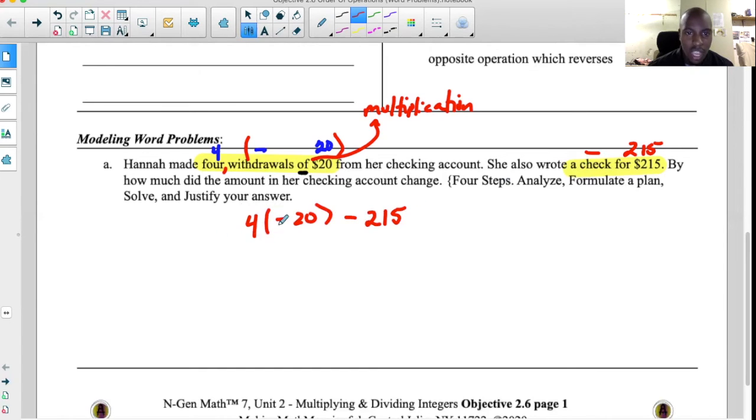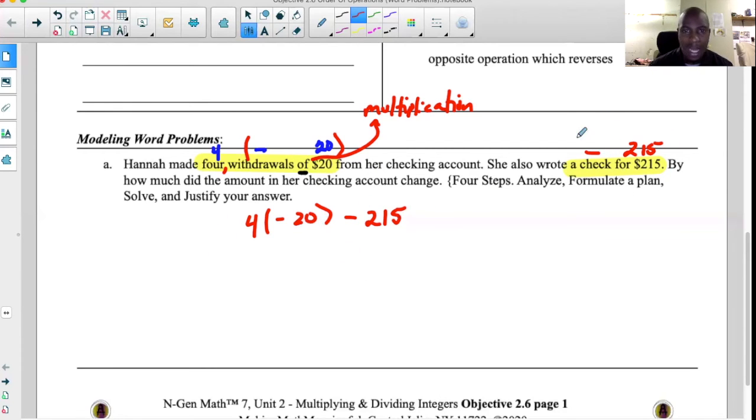I'll say it again. She had 4 withdrawals of $20. Because it's withdrawals, we know it's negative. Because it's of, it's indicating this is going to multiply. It didn't say she had 4 withdrawals totaling $20, right? Do you hear my terminology? If it said she had 4 withdrawals totaling $20, then we know that in total it was $20 and we don't have to mess with the 4 at all. But because it says the word of, it's indicating that every time she went to the bank to withdraw money, it was $20, and she did that 4 times. So 4 times negative 20, and then she wrote a check of 215, minus 215. This is our expression.